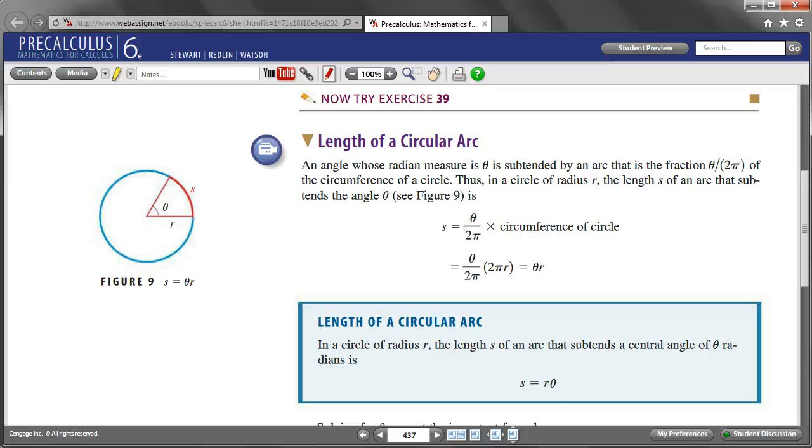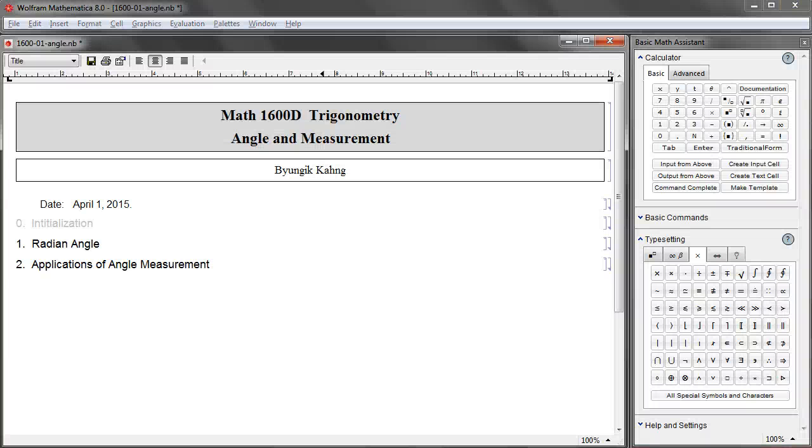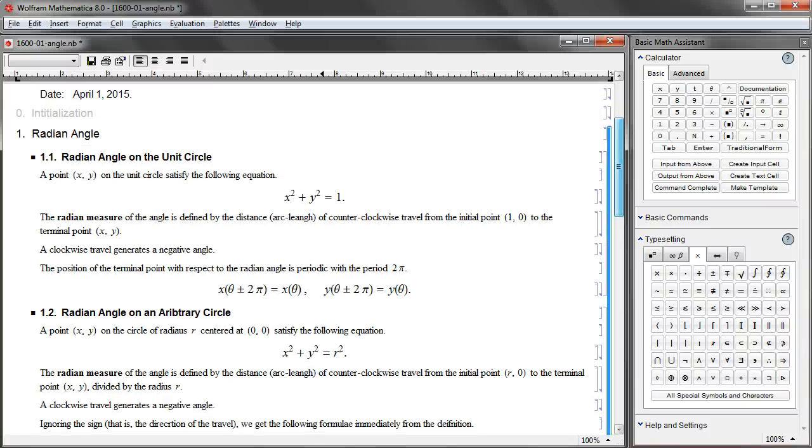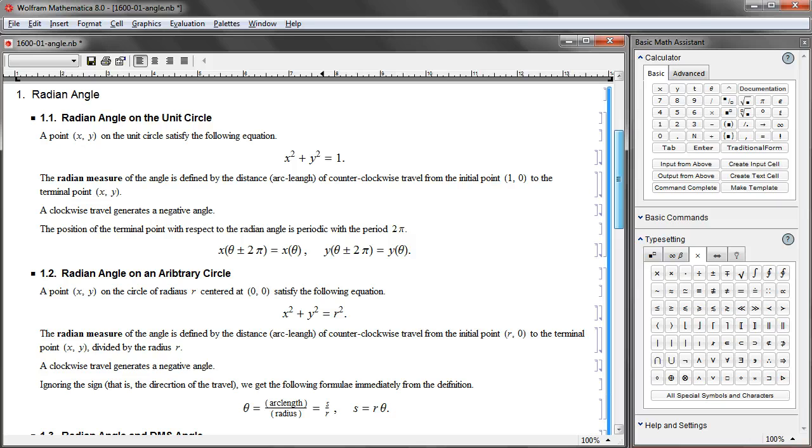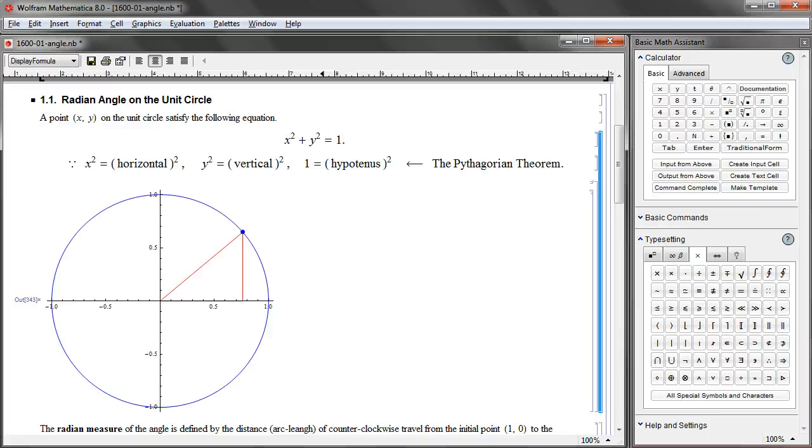Well, has that been sufficient explanation? Well, that's the way our textbook does it, but I'd like to have a little bit better explanation than that, and also I'd like to have a little bit more freedom to write down and highlight. So let's move on to the notebook I created with Mathematica, and then let's talk about radian angles from several different viewpoints. And first, let's talk about it in the unit circle. The primary reason is for simplicity.